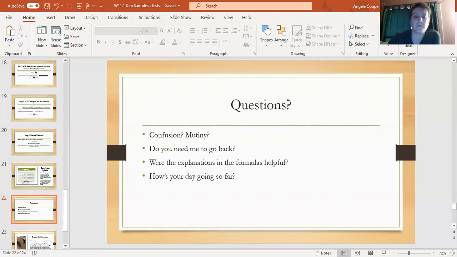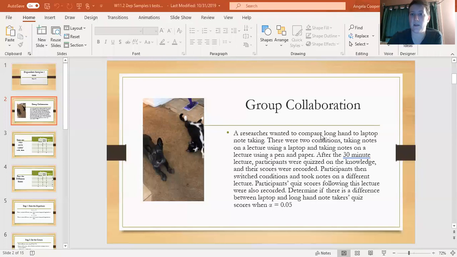So I am also now going to go over an example of a dependent samples t-test. So this would have been our group collaboration, if we had an in-class situation going on, but we don't, so here we are. So here's an example of a dependent samples t-test, another one.